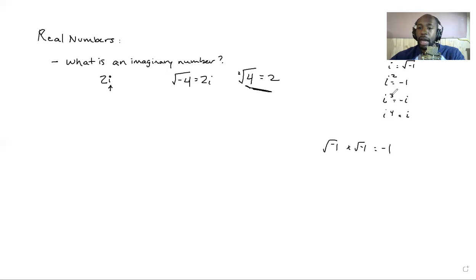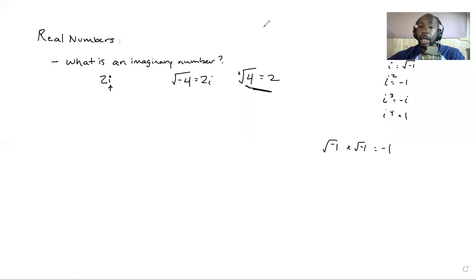And then i cubed is i squared times i, so that's -1 times i, so it's negative i. And then i to the fourth is... I'm sorry, I wrote that incorrectly. i to the fourth is 1, it's not i. So i squared is -1, times another i squared, which is -1 times -1, is equal to 1.